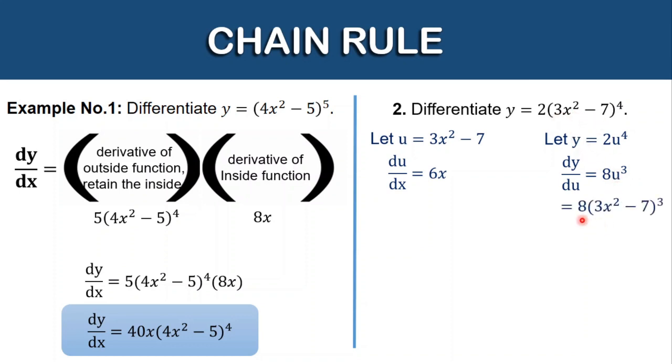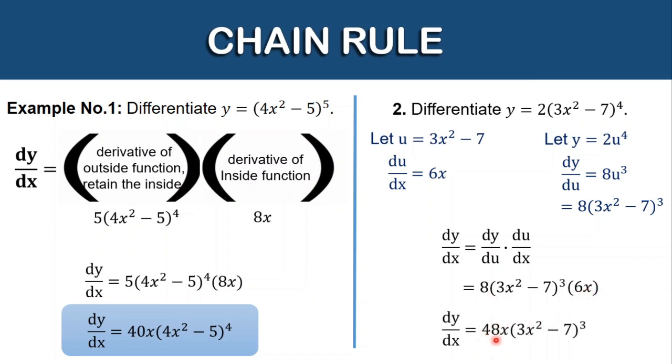So we have 8 times quantity 3x squared minus 7 cubed. So after having these two values, du over dx and dy over du, i-substitute natin sila sa ating formula. Ang dy over du natin is 8 times quantity 3x squared minus 7 cubed times ang du over dx is 6x. Then multiply lang natin, 8 times 6x is equal to 48x times the quantity 3x squared minus 7 cubed. And this is our final answer for our example number 2.